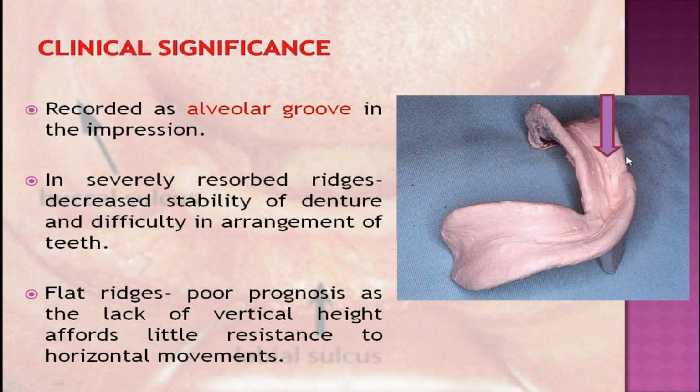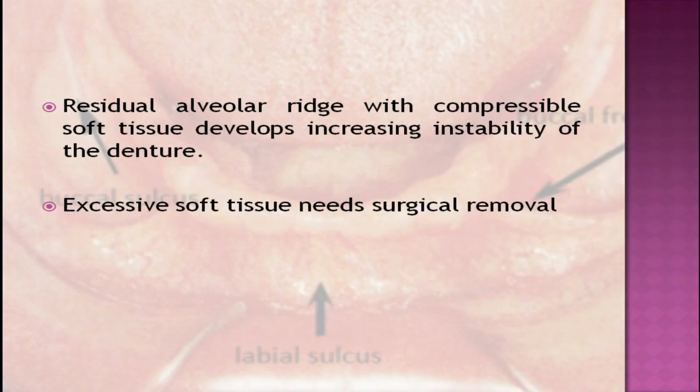In severely resorbed ridges, there will be decreased stability of the denture and difficulty in arrangement of teeth. Flat ridges also have a poor prognosis because the lack of vertical height affords little resistance to horizontal movements. In a residual alveolar ridge, compressible soft tissues may develop, increasing instability of the denture. Excessive soft tissues need surgical removal.